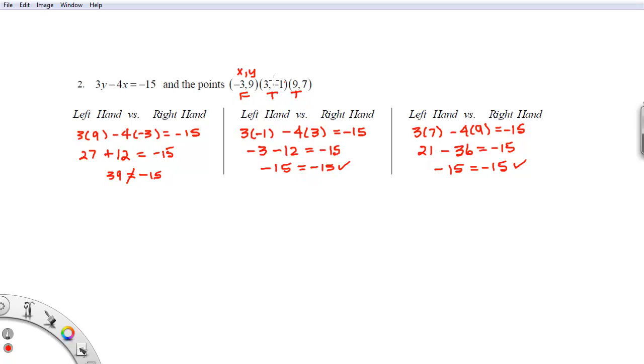Now remember, what this is telling us is if we graph these 3 points and we graph the line, these 2 points will be on the line, this one will not, because it's not a solution. It won't be found on the line.